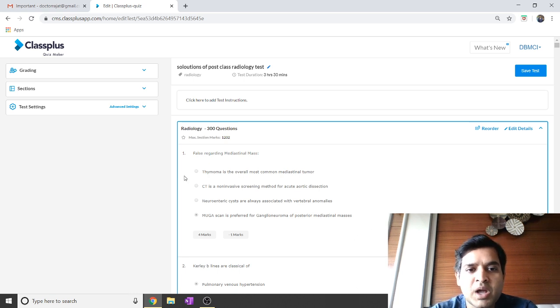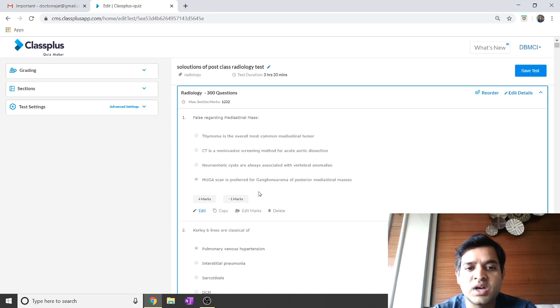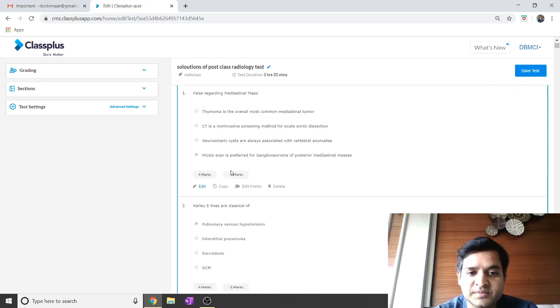So the first question was false regarding mediastinal mass. Muga scan is preferred for the ganglioneuroma posterior mediastinal mass. That is a wrong option. Muga scan is for ventricular function. The only nuclear scan that can be done is MIBG over here.